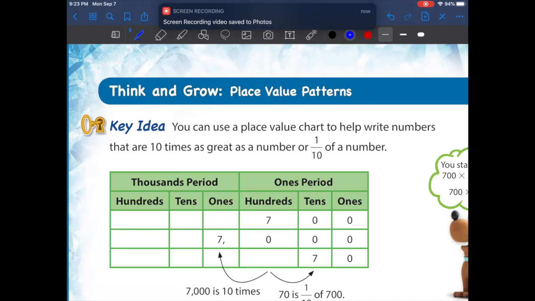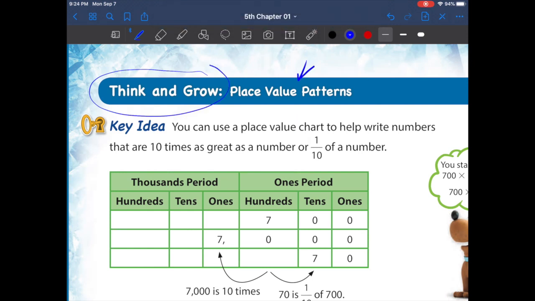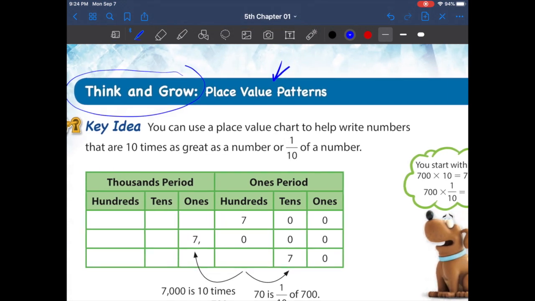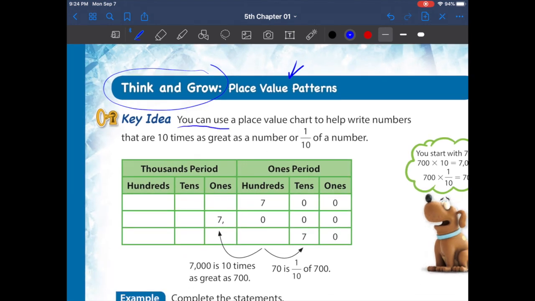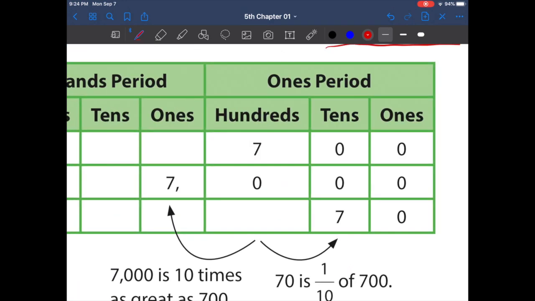In this section, the Think and Grow section, we are going to talk about place value patterns. Okay, now what is the key idea? The key idea is that you can use a place value chart. We can use a chart to help us write some numbers that are, here's the keyword, 10 times as great of a number, or 1/10 of a number. Okay, so let's take a look at this.